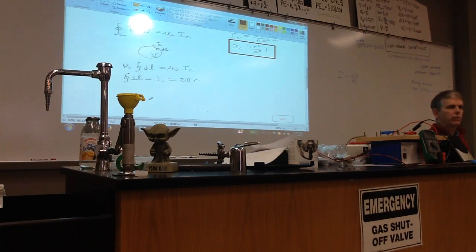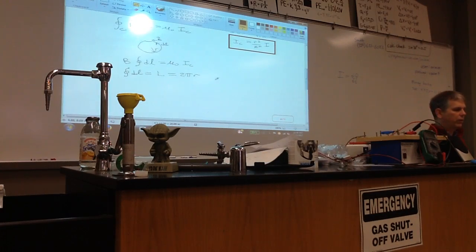The circumference. Are you following me so far? So now we put all of this beautiful stuff together, and I get this. Boom, boom, boom, and I get B 2 pi r equals mu naught r squared, big R squared, times I. And can we all solve for B? Yes.